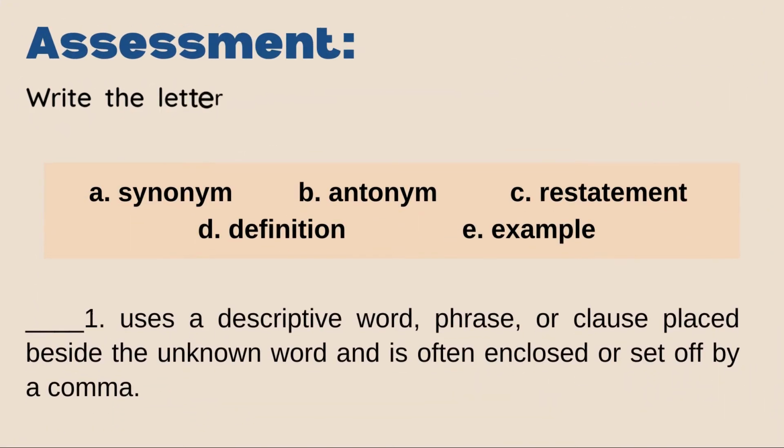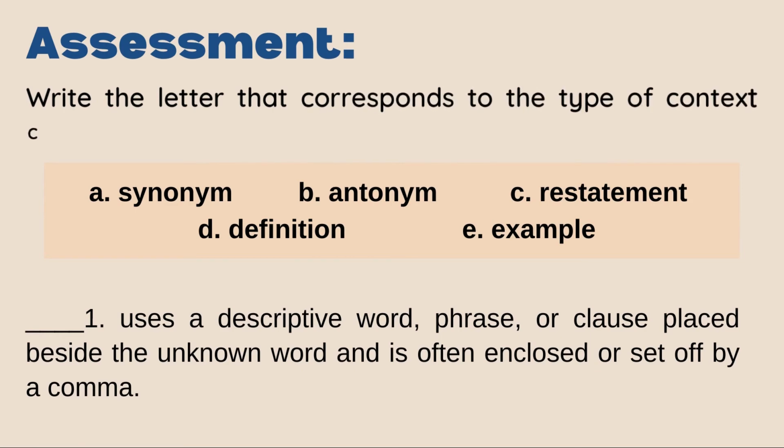Before we end, let's answer our final assessment. Write the letter that corresponds to the type of context clue described in each item. Choose your answer from the list in the box. 1. It uses a descriptive word, phrase, or clause placed beside the unknown word and is often enclosed or set off by a comma.